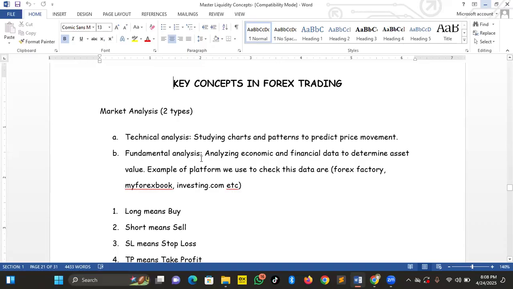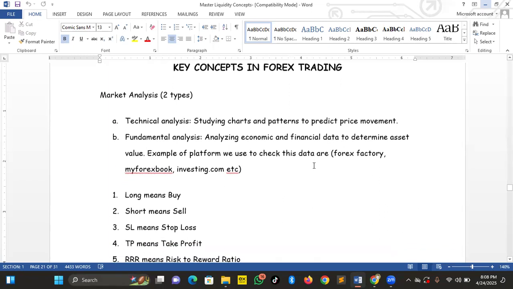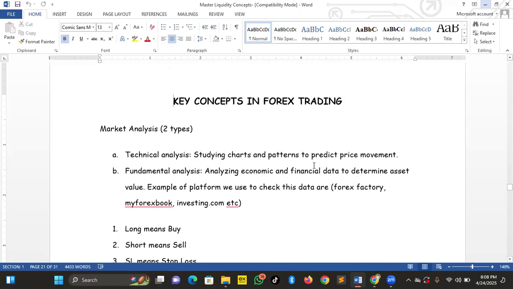Then we move to the second one, which we call fundamental analysis. Fundamental analysis means analyzing economic and financial data to determine asset value. These are examples of platforms I gave. We have actually different platforms, but I'm going to show you this one. I also show you the main ones I use here. We have a lot of Forex fundamental sites where we check news. So fundamental analysis means analyzing economic and financial data to determine asset value.